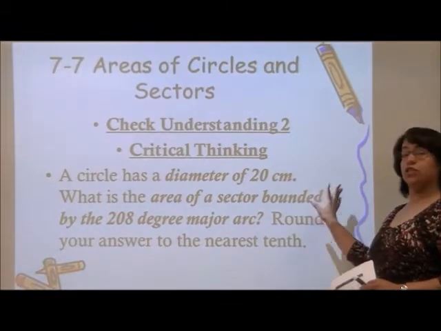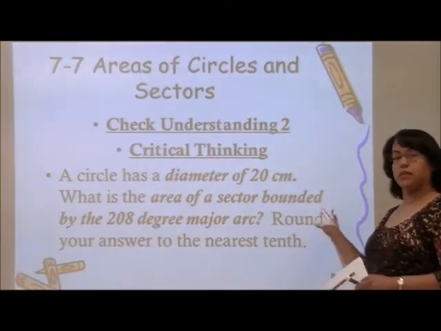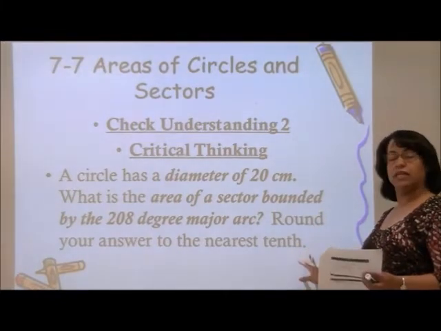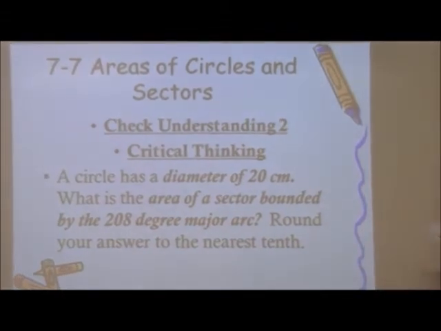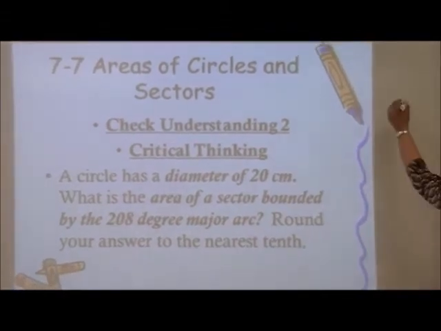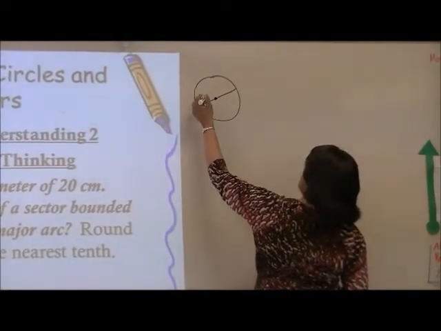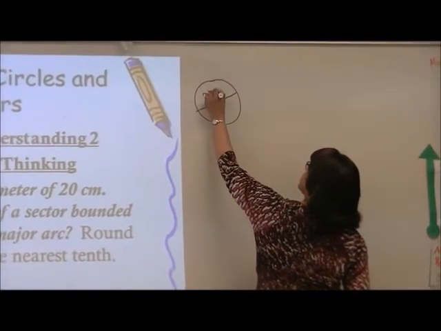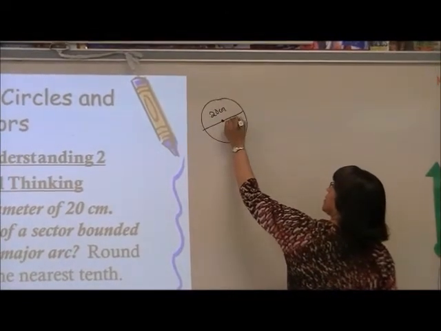Okay, so you should have done this check understanding now. This is check understanding 2, which is slide number 6, and you've shown your work in slide number 7. So let me go over here and see how you did. We have a circle with a diameter of 20 centimeters. So if your diameter is 20 centimeters, then we know our radius must be 10 centimeters.